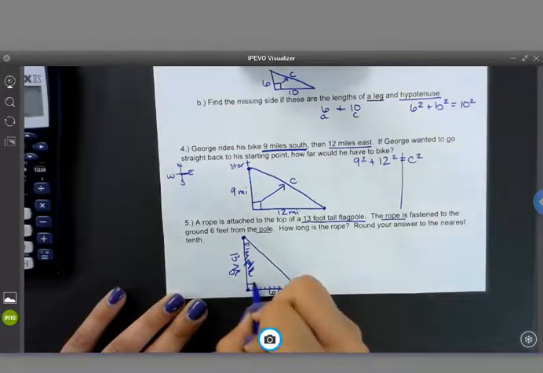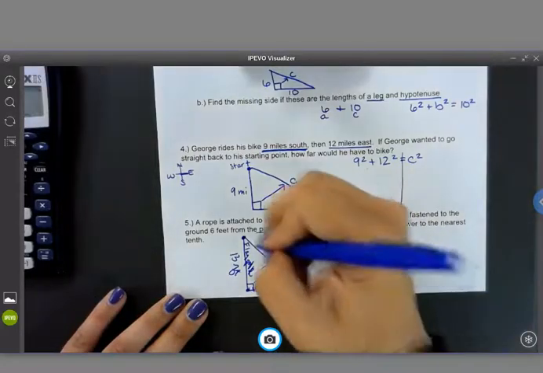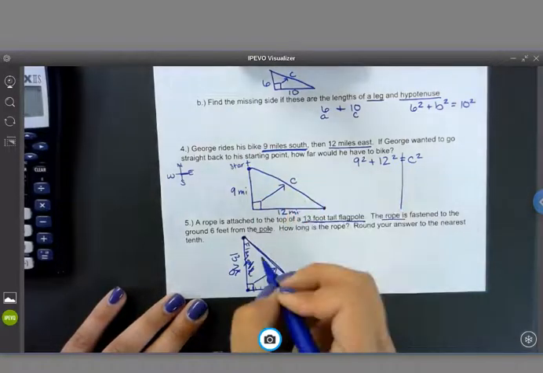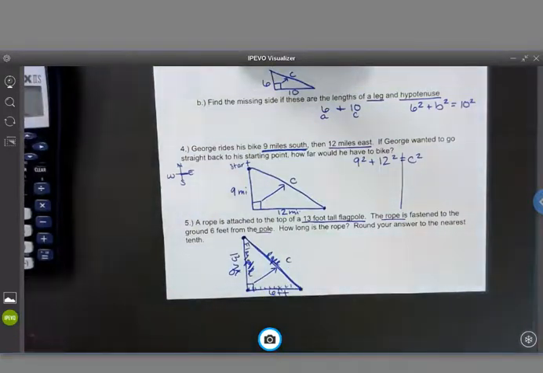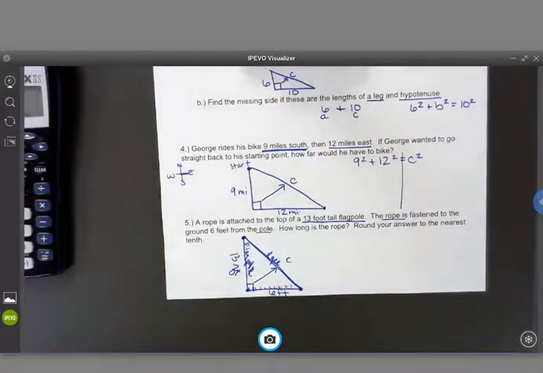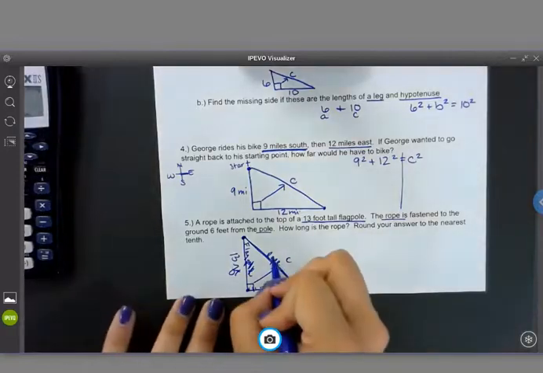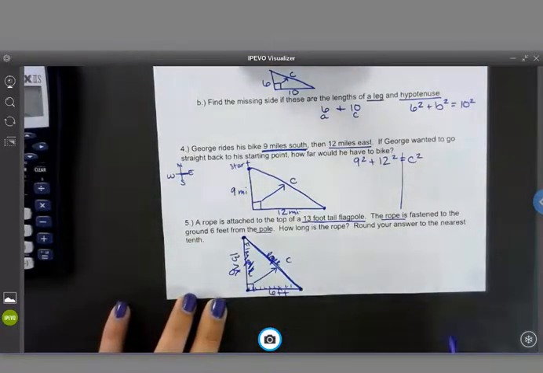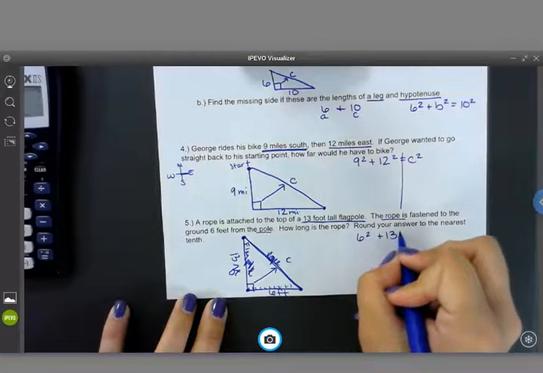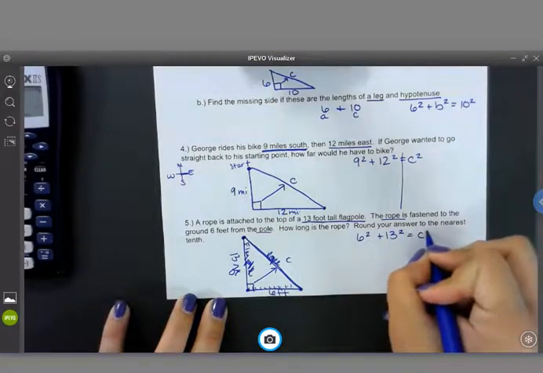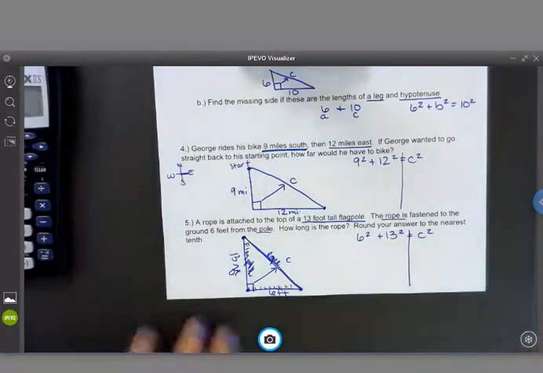Here's our 90-degree angle. They want to know, if this is the rope, how long is it. So they want to know C. So 6 is one of our legs. 13 is the other one, and we're trying to find the hypotenuse.